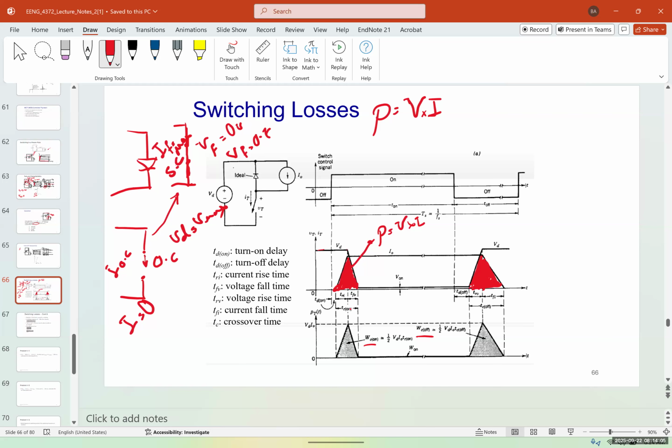And the rest of the time, if we have an ideal switch, V on is 0, but technically it's not 0, and the power loss is much less compared to when you are switching it on and off. So the power loss would be right around here when it's turned on. And also when it's turned off, you have a little bit of leakage current, so there is a little bit of power loss. But the majority of power loss happens when you're going from on to off or off to on.